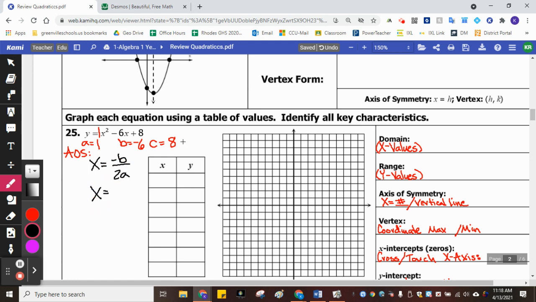X equals negative b. B is already negative in this one, so a negative and a negative, we get a positive 6 over 2a is 1. So that means x will equal 3. So that's where your vertex is going to be at. It's going to be at 3. So your vertex is going to be the very middle of your parabola. So that's why I'm putting it in the middle of my table.